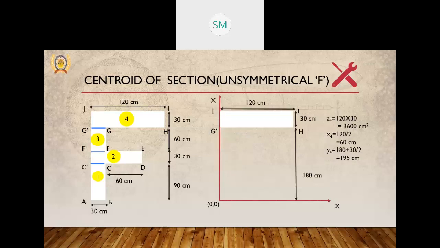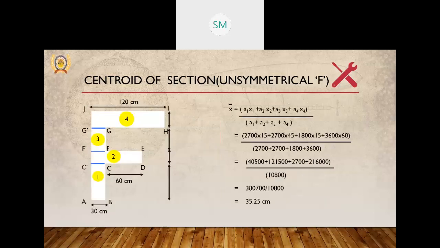And come to the last rectangle, fourth. A4 will be 120 into 30, that will be 3600 centimeter square. X4 will be 120 by 2, and Y4 again measuring from the x-axis, that will be 180 plus 30 by 2, that comes out to be 195.